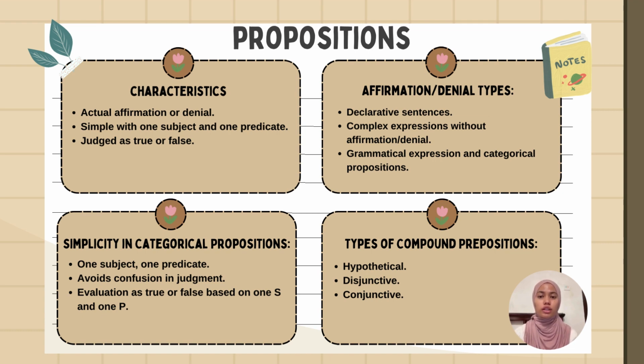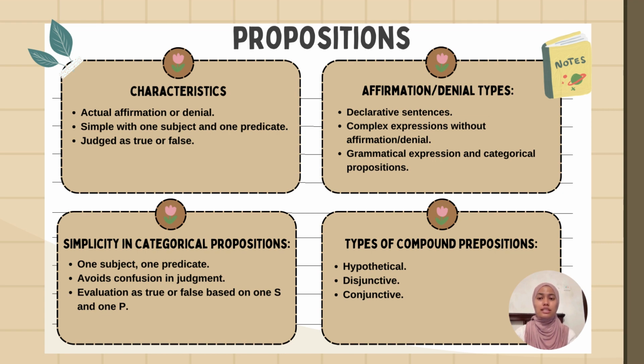Now we move on to the affirmation or denial types, of which the first is the declarative sentence. I already mentioned before, in the judgment, what a declarative sentence is. The next is complex expression without affirmation or denial. And the last one is grammatical expression and categorical proposition.